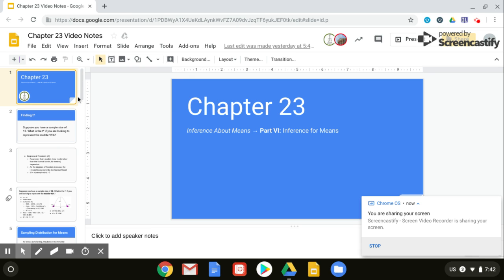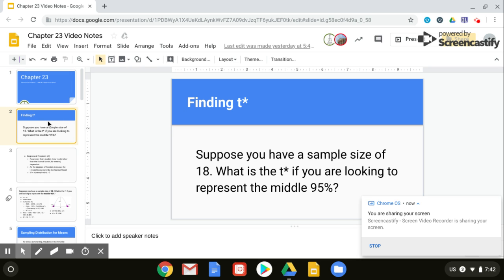Alright guys, so today we're going to be talking about chapter 23, inference about means, from part 6, inference for means. So we're going to jump straight into the question. Suppose you have a sample size of 18. What is the t-score if you are looking to represent the middle 95%?